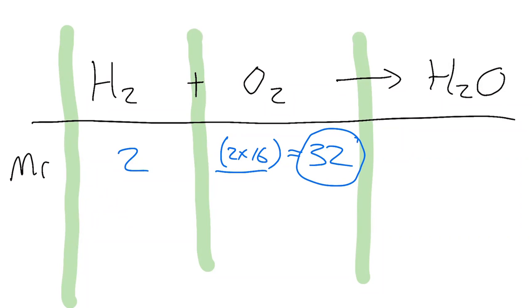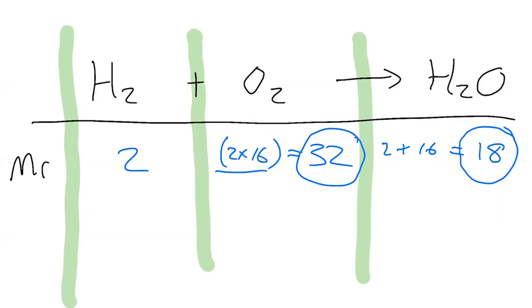And then you can do the working out for the water as well, just so that we can keep it the same. So for water, it's 2 plus 16 is 18. Correct. 2 plus 16. And the final is 18. And that would be the total.